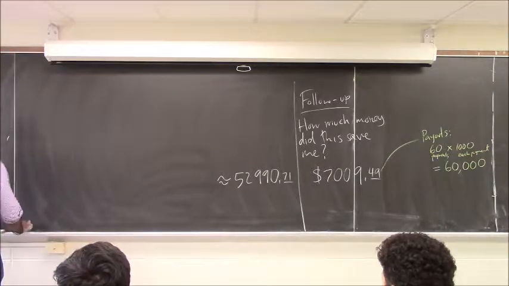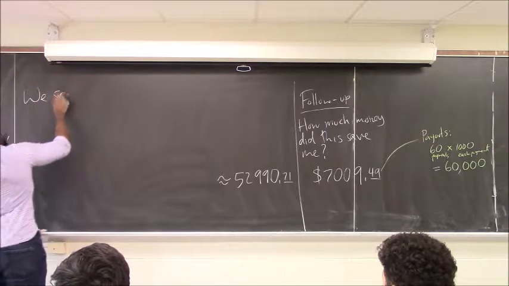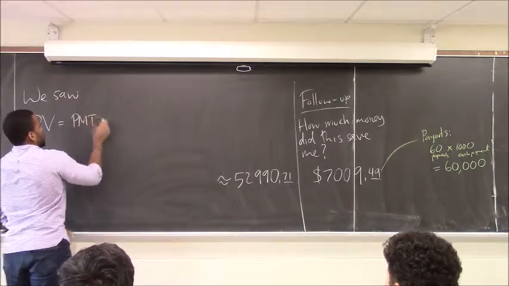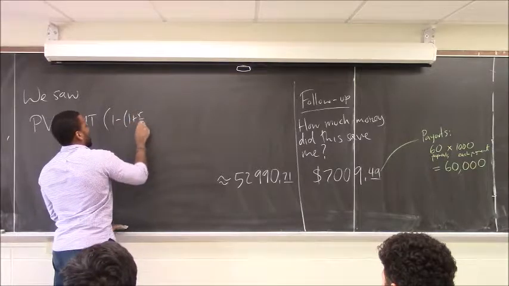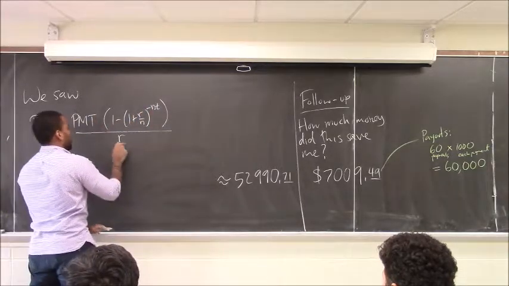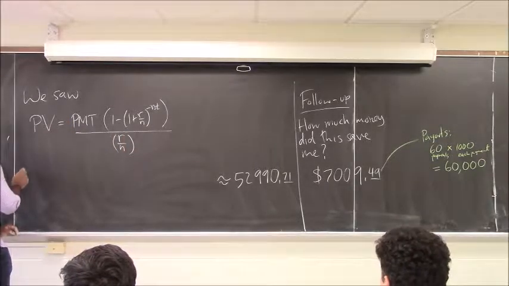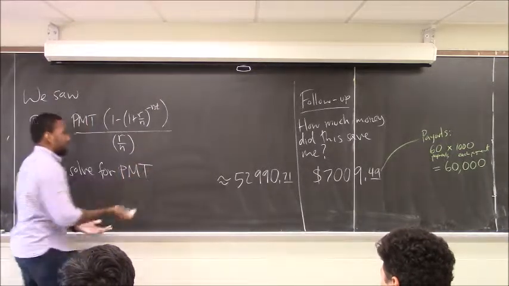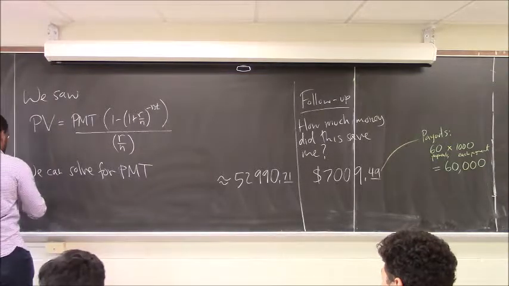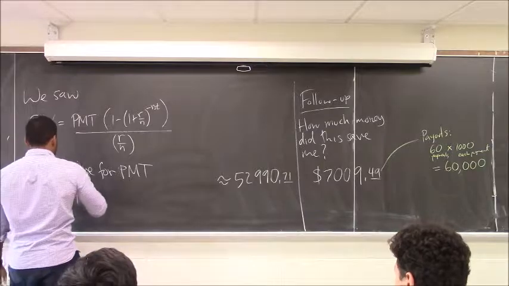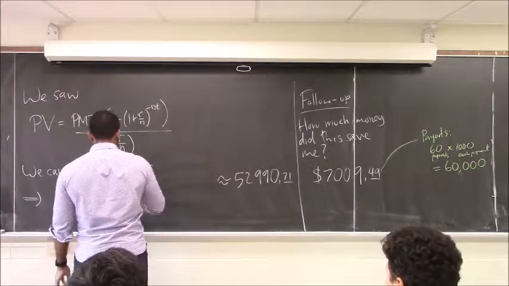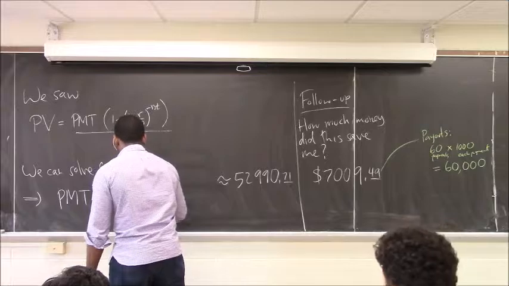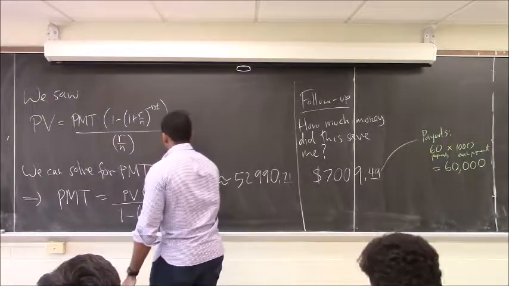Now here is another. We saw just now that PV is equal to payments times 1 minus (1 plus r over n) to the minus nt, over r over n. We can solve for the payment again, just like last time. In this case, we would end up with the payments equal to present value times r over n, divided by 1 minus (1 plus r over n) to the minus nt.